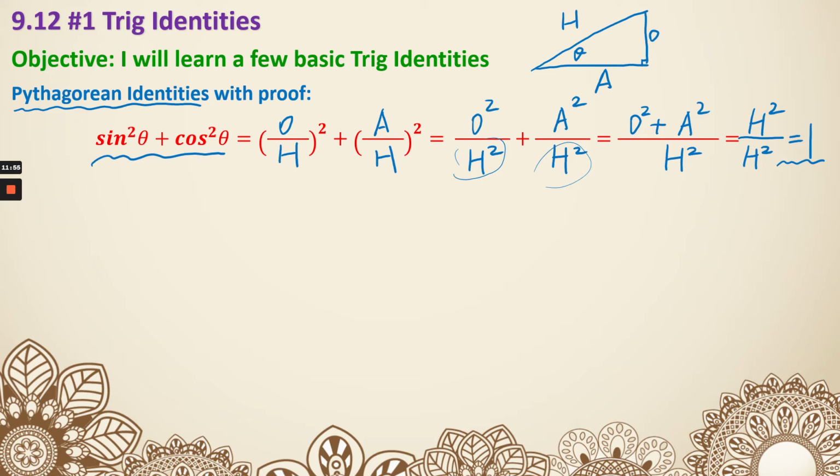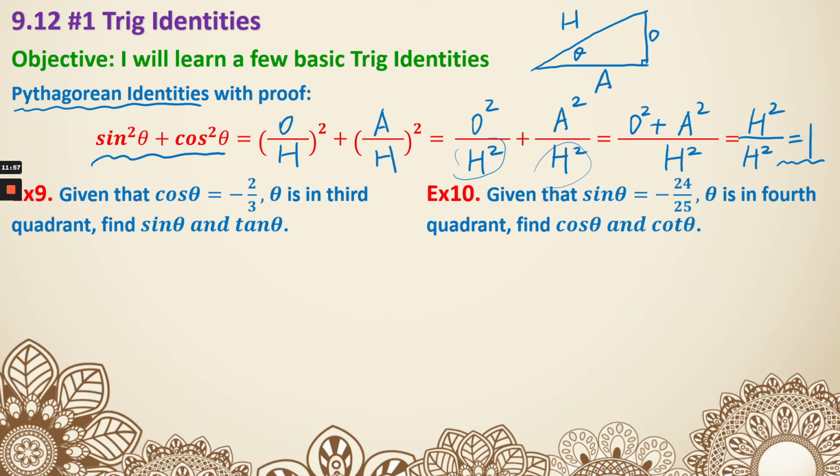Now let's look at how to use these identities to actually find some more trig functions. Number 9, you're given cosine theta is negative 2/3. We have done questions like this, like you are given, say, cosine is 2/3, you draw a triangle, that's 2, that's 3, and you need to find the other side to find the trig function. We have done things like that. But here, we can't exactly draw a negative length. That's why we're going to use the identity to help us find the other trig functions.